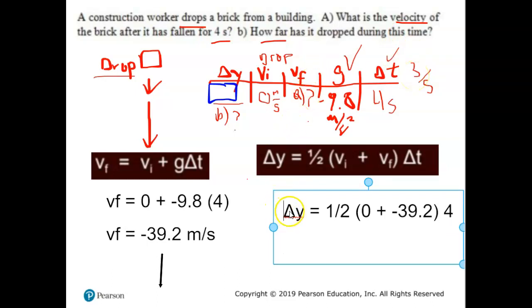So we're going to go ahead and do that math in the calculator. And always use your calculator, that's fine. So half of 4 is 2. 2 times negative 39.2 is going to give me a negative 78.4 meters. Negative, again, implying that it is down. Again, if you didn't put in the negative and you got a positive value here, this wouldn't make sense because somehow you dropped it and it moved up 78.4 meters.